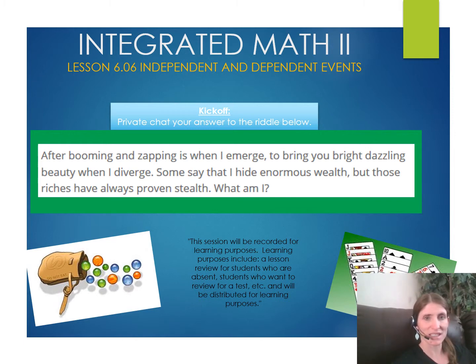All right, you guys, today is lesson 6.06, independent and dependent events. And you're going to see that this is very similar to what we did yesterday.